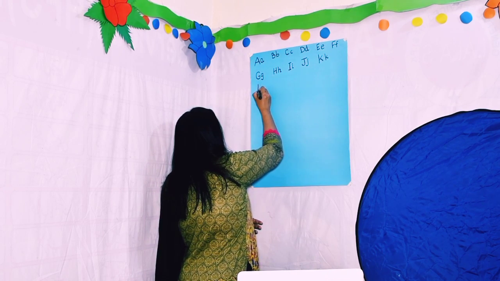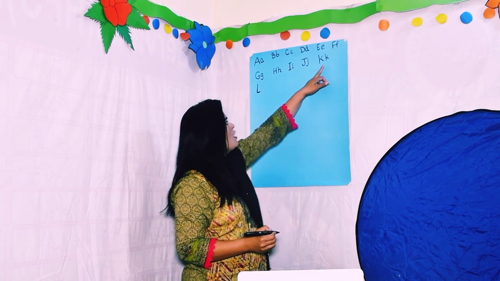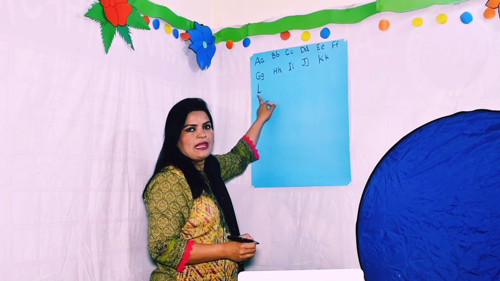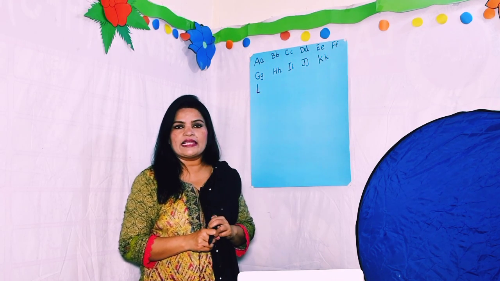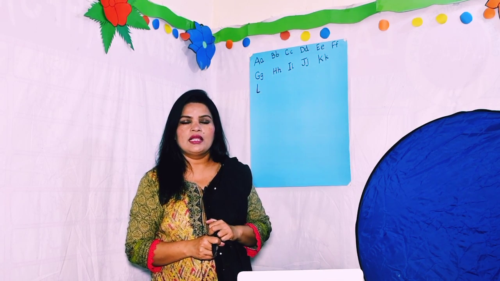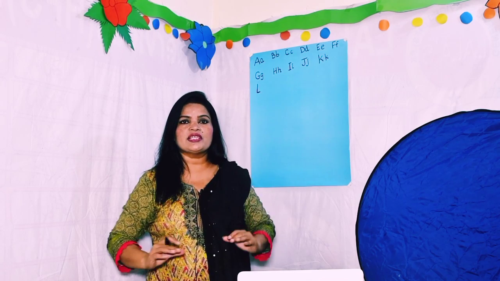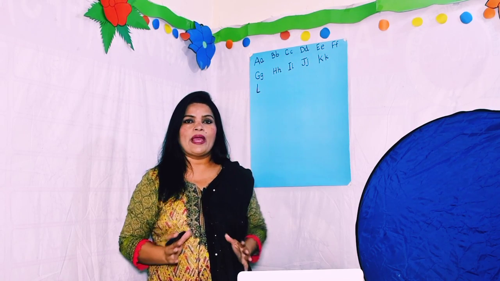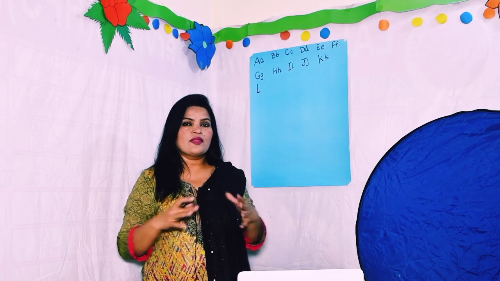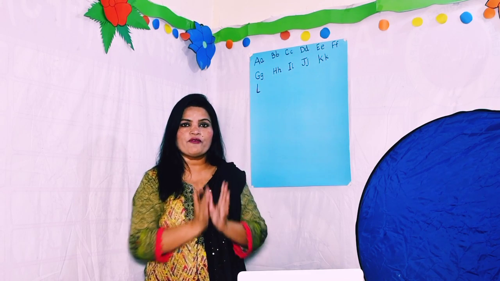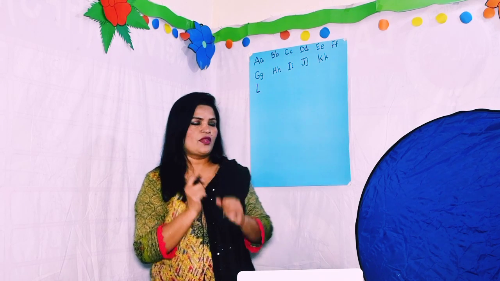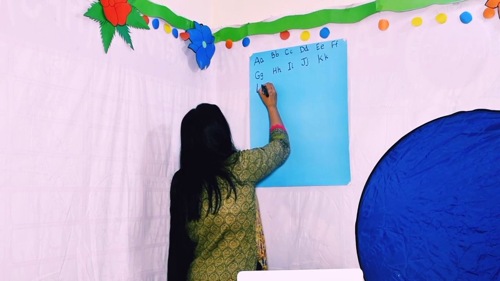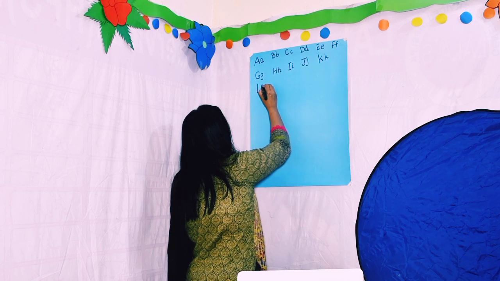This letter is L. After K, which letter will come? L. And what is the sound of L? Sound of L is L. And action is L. When you will see, this is the lamp, shape of lamp. So we will say L.